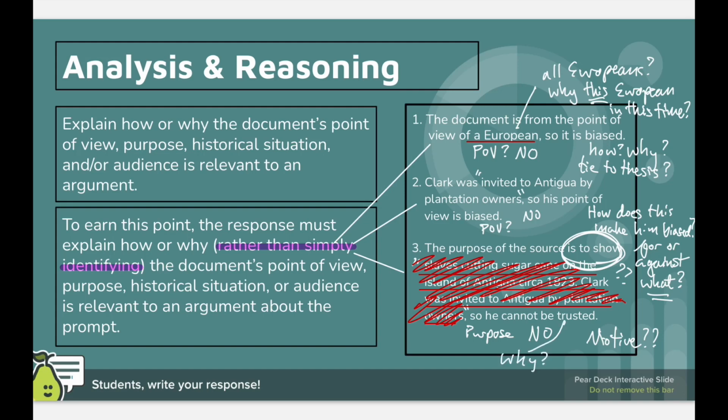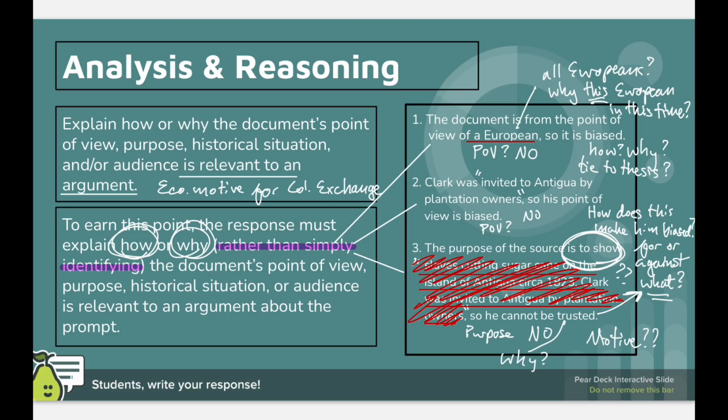You took something from the document. He was invited by the plantation owners, but you don't explain how that impacts his credibility, how that influences potential bias. You have to explain he's being paid by the people benefiting from slavery to depict the conditions of slavery. That's going to mean he's going to depict the conditions in a more positive light to please his employers, right? Because they want to secure their source of wealth.